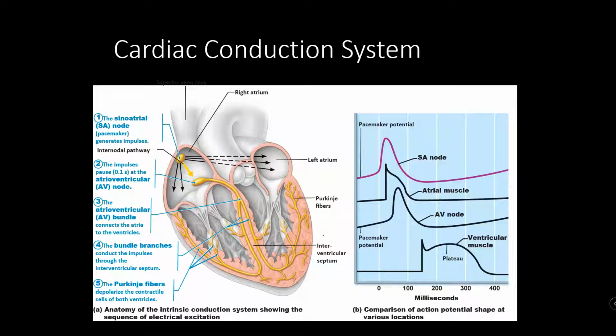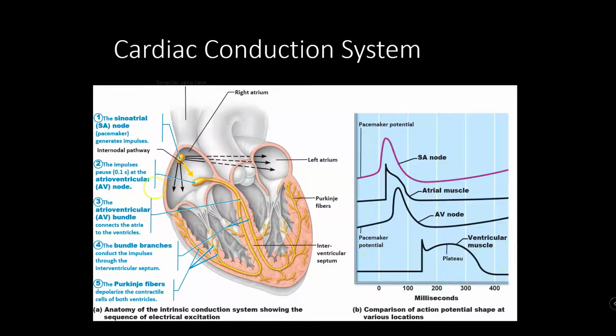Okay. Next up, I gave you this picture. You're labeling everything that is in blue on that picture. So the parts that you need to know. The sinoatrial node, or the SA node, is the pacemaker of the heart. It has ultimate control over when the heart is going to beat, how fast it's going to beat, although again, the nervous system can speed it up or slow it down.